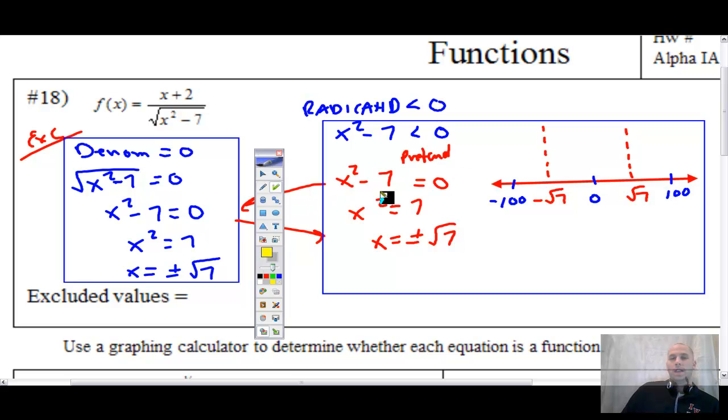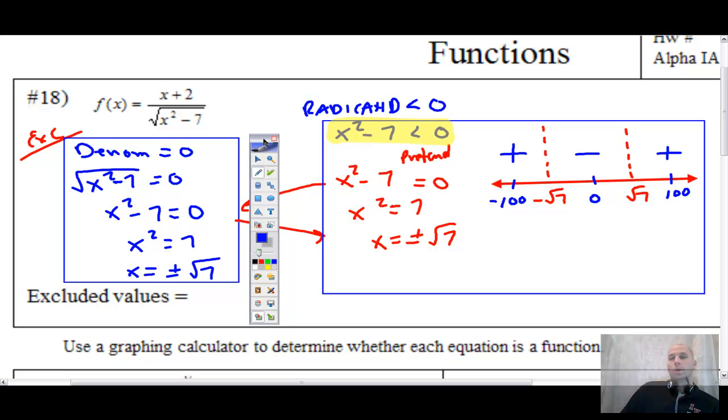That test point gets plugged into the inequality where 0 is by itself. And you don't care what the number answer is, you only care if it's positive or if it's negative. If I put negative 100 in, negative 100 squared is a really big positive number. A big positive number minus 7 is positive. If I put 0 in for x, it'll be 0 squared minus 7, which is negative. If I put 100 in, I get a real big number minus 7, which is positive.